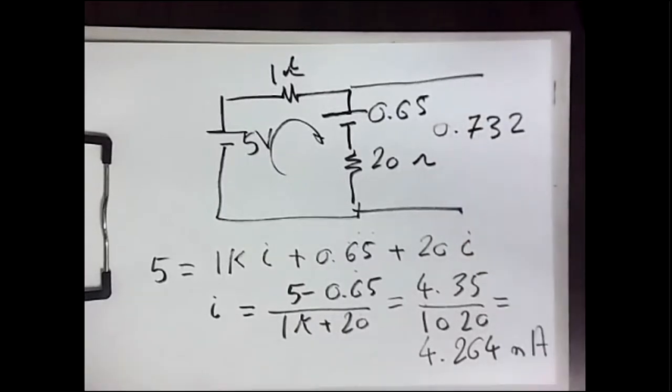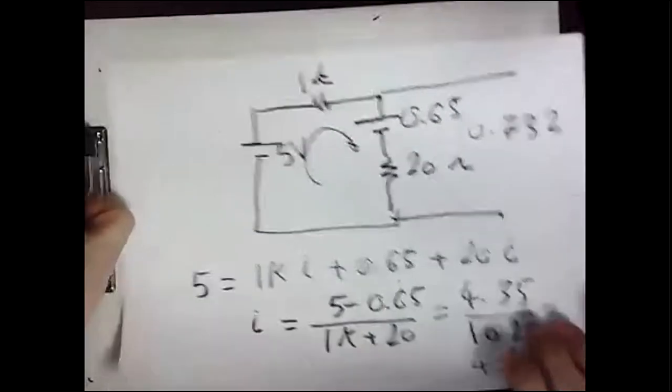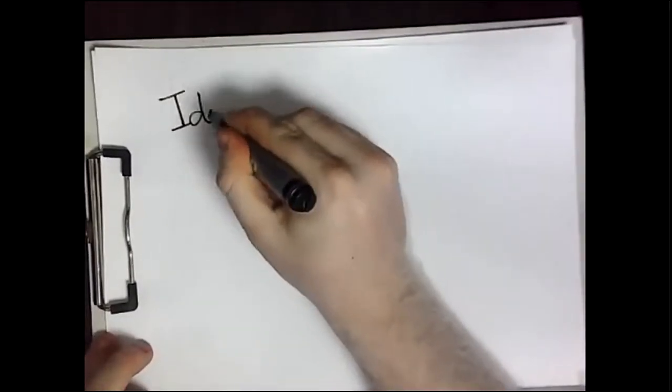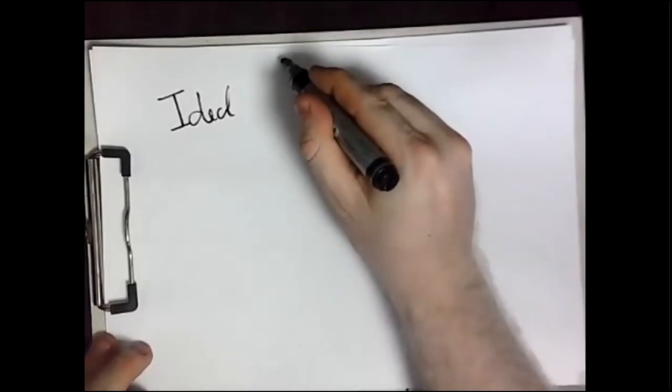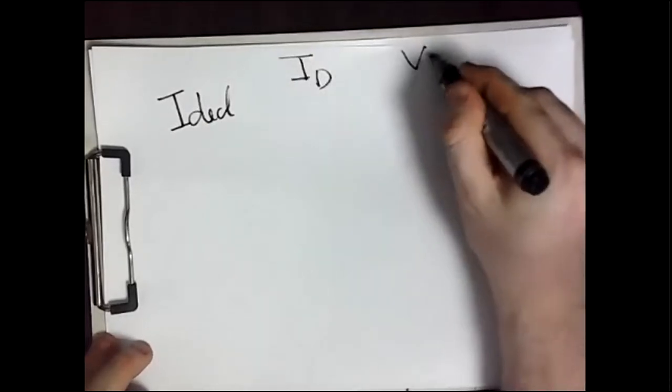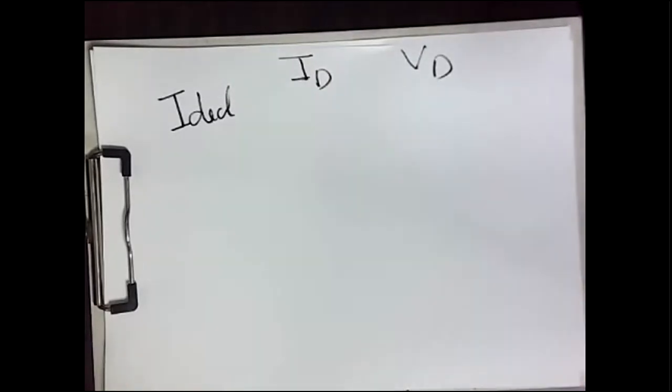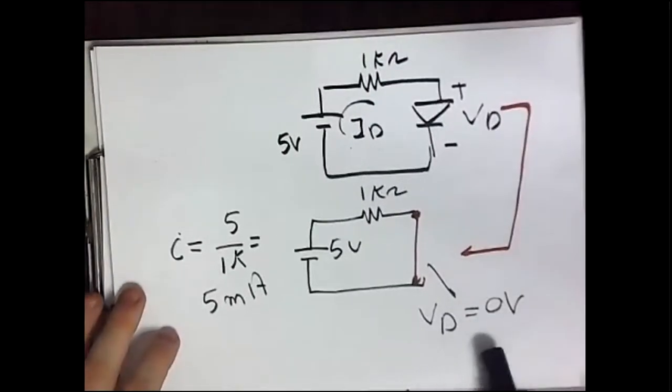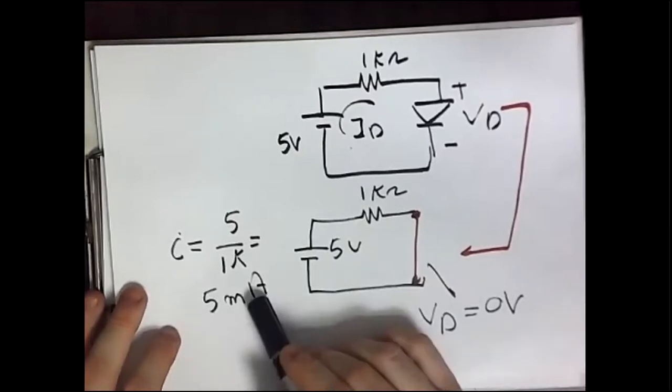Okay, so let's now sum up what we did in this experiment. We have solved the problem using 3 methods. First, we use the ideal diode. For the ideal diode, we calculated ID and VD, the voltage and the current through that diode. If we return to this slide, we found that VD will be 0 and ID is 5 milliampere.